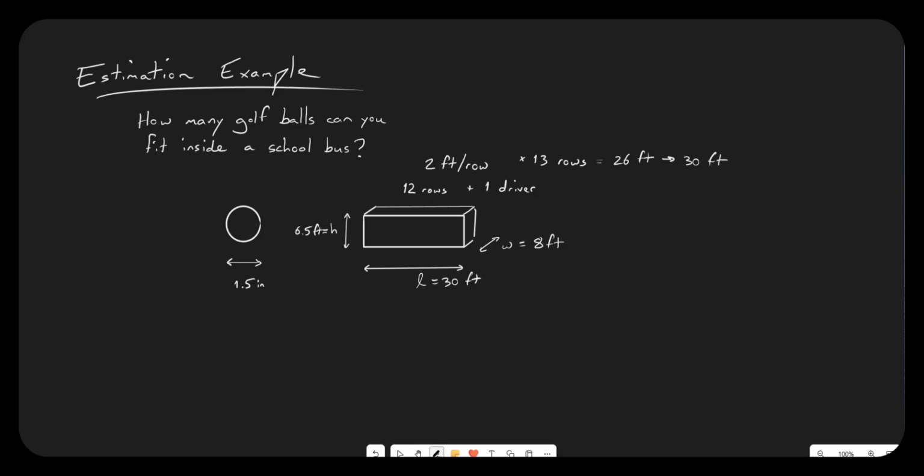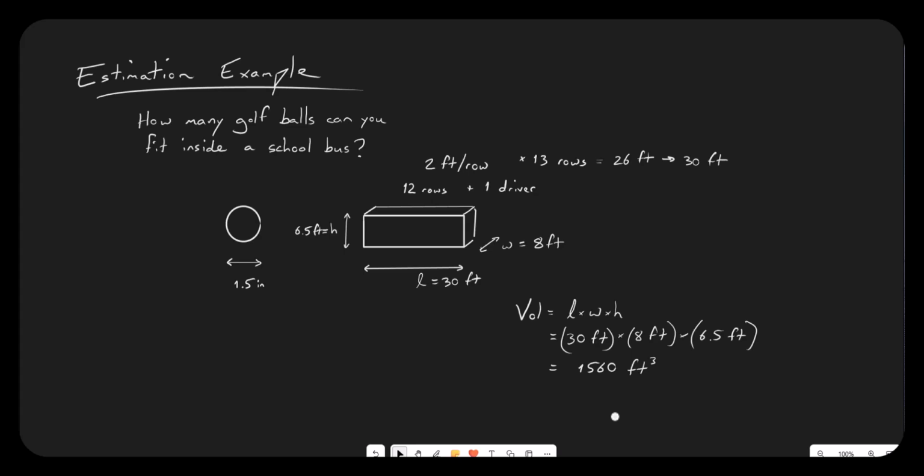So I'm saying I have a volume, because I'm modeling this thing as a box, I have a volume of length times width times height. So 30 feet times 8 feet times 6.5 feet. And that gives me 1,560 cubic feet. It's a big number. Might be fine.